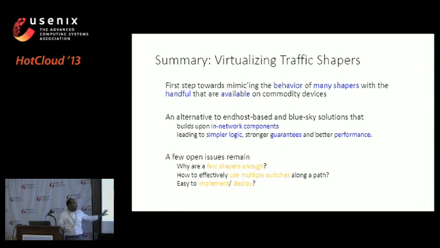There's still a few open issues. Why are just a few shapers enough? We have something that looks like a small world phenomenon. It seems to be that just a few gets you quite a bit there. And we don't know yet why exactly that is. How do you use effectively multiple switches along a path? And we don't have end-to-end implementation and deployment yet, so we don't know how easy or hard that's going to be. Happy to take questions.